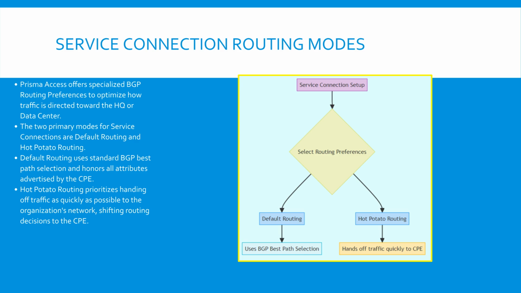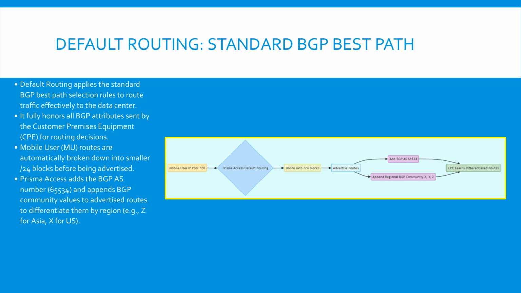The second option is hot potato routing, Node D. This mode dictates that Prisma Access egress the traffic from its internal network as swiftly as possible, effectively handing off traffic quickly to your CPE, Node F. This choice fundamentally changes where the majority of routing intelligence resides, inside the Prisma Access backbone or within your on-premises network. Default routing is the easiest mode to understand because it sticks strictly to how BGP is supposed to work.